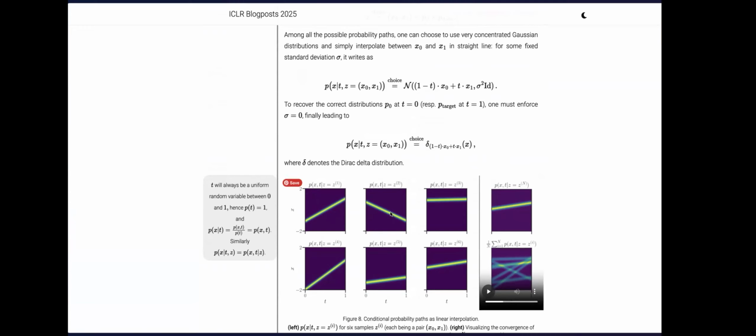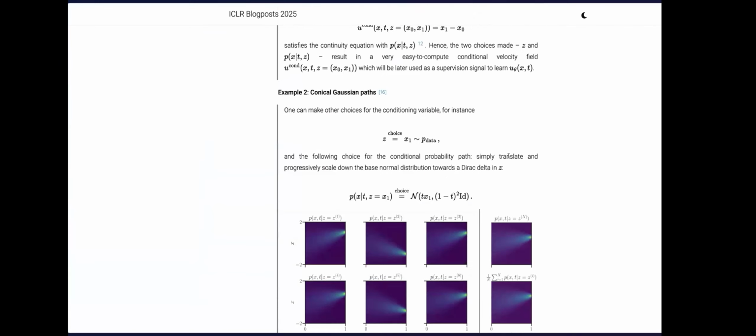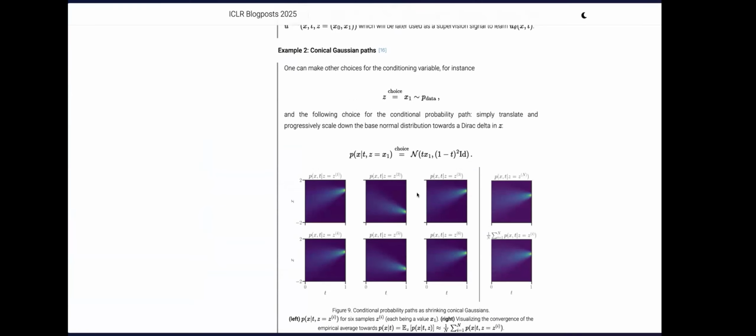We always take a margin around the point, and how far we go away is always determined by this variance, and it's fixed. It's not time dependent. But the new choice is taking t times x1 as the mean, and the variance changes with time.